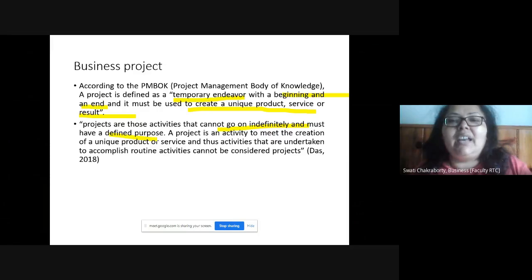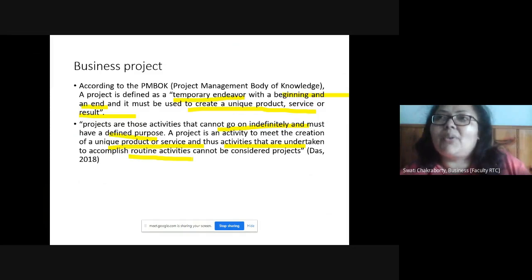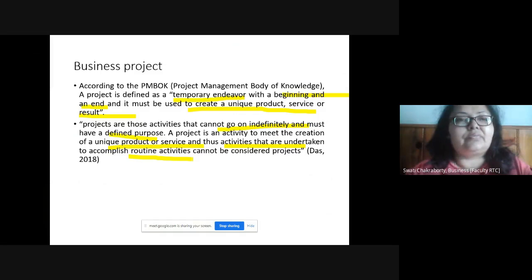So it has to be there for creating a new product or service, or to solve a problem. So what are the activities that are undertaken? Daily routine activities are not considered projects. Day-to-day activities are not what you call a project, but activities which help in creating something new, coming up with something new with a definite time span and a predefined purpose and goal. That is what a project is.